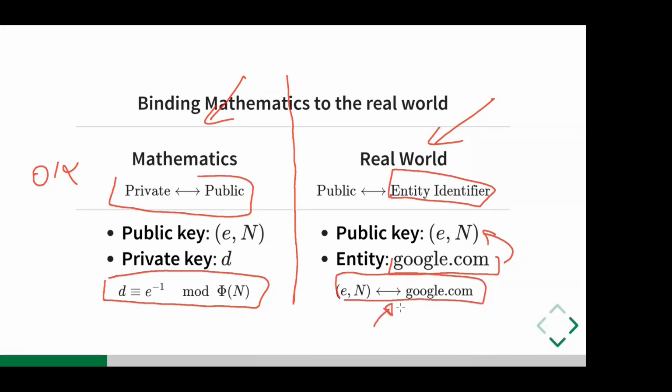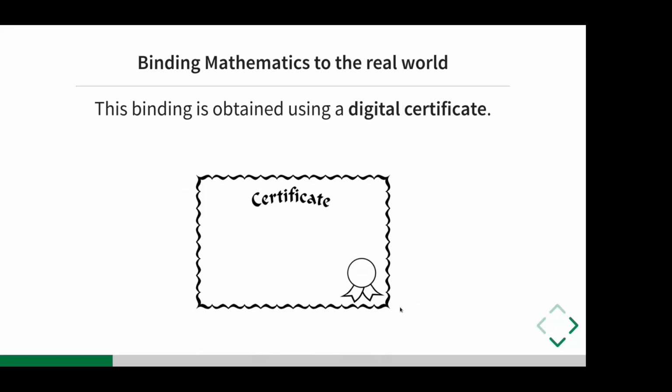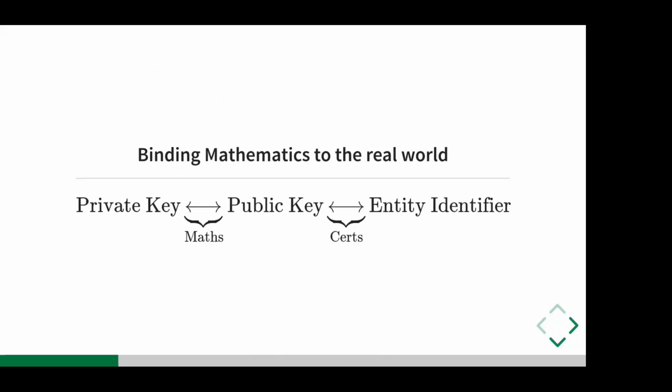And this thing is actually much harder, because this kind of thing cannot be granted only through mathematics. There has to be a social system that you can trust to know that this number belongs to Google. So this is why it's really hard, because it's not only mathematics. Mathematics seems hard, but actually the social aspects are much harder, because we are humans. So this binding is obtained using a digital certificate.